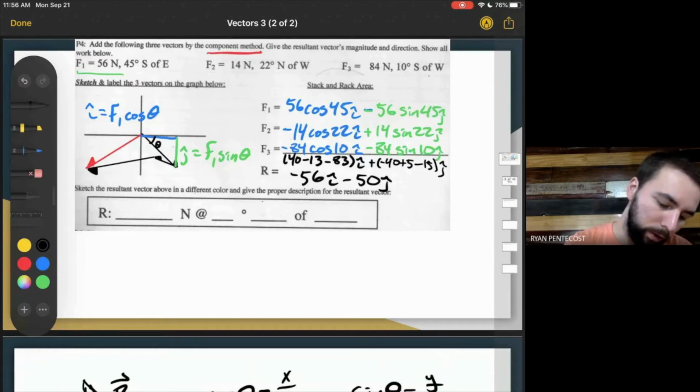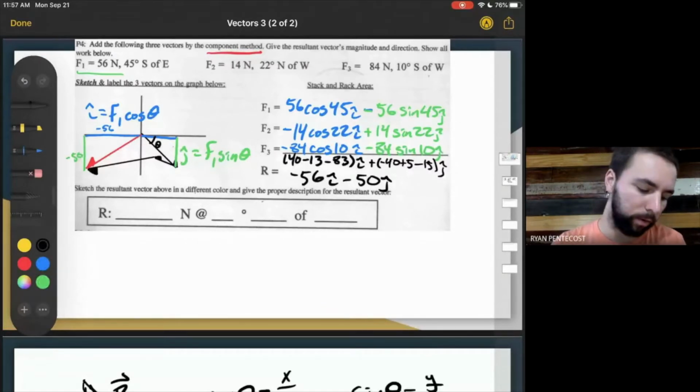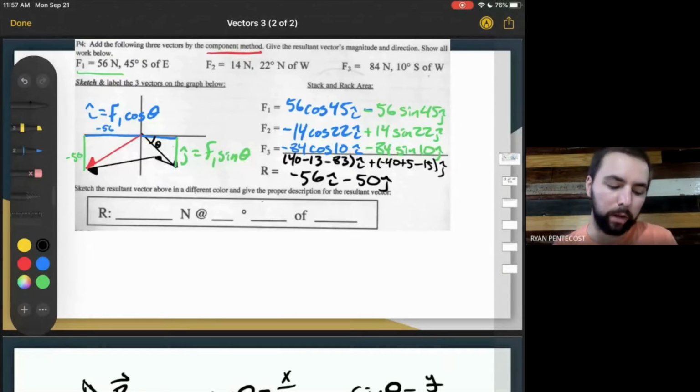So if you look over here, this would be negative 56, and this would be negative 50. If only I had drawn that to scale, right? It's obviously not negative 56 and negative 50. But that's the component method to get that vector. Sorry for the sloppy penmanship. But what they want is this back into polar coordinates. If you see, sketch the resultant vector above in a different color and give the proper description for the resultant vector. So what we want now is the length of the vector.